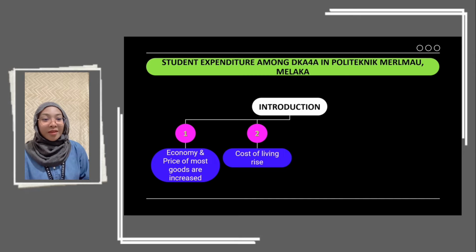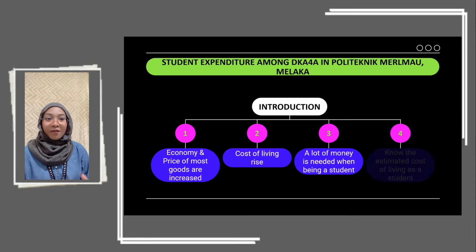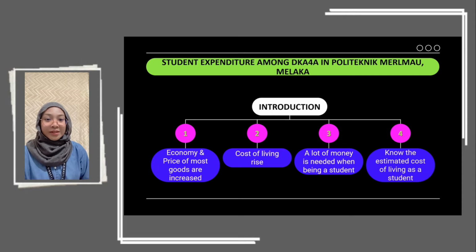I mean, not all, but there must be some students. Because we know that a lot of money is needed when being a student. And we want to know the estimated cost of living as a student. I mean, roughly how much a student needs, whether they are under budget or over budget.